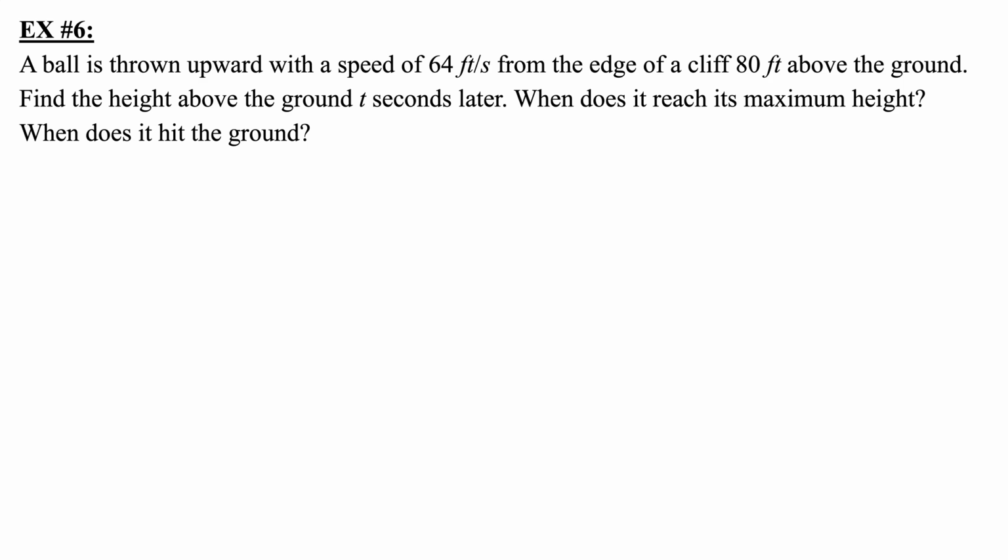All right, so a ball is thrown upward with a speed of 64 feet per second from the edge of a cliff 80 feet above the ground. Find the height above the ground t seconds later. So that means we've got to find our function s of t. When does it reach its maximum height? For that we need the derivative, so we'll have to look at the velocity equation. And when does it hit the ground? We need our position function, set it equal to 0, and solve for t.